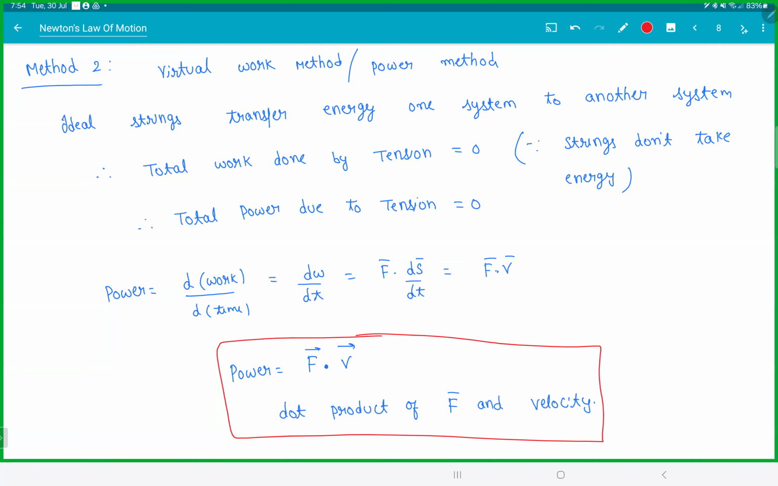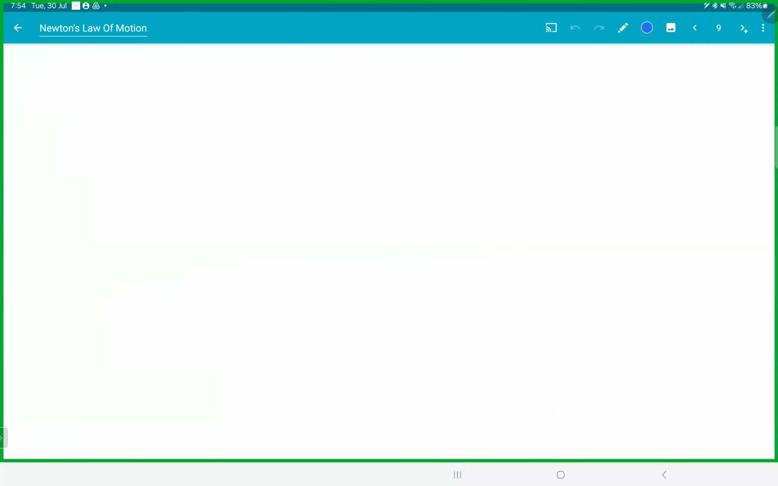Next thing, tension. Now we'll talk a bit about tension also. What is tension exactly? Whenever you take a block or anything and hang it, the strings always pull. So if you have a block hanging, tension T is the force due to strings. So this is important. Strings always pull.